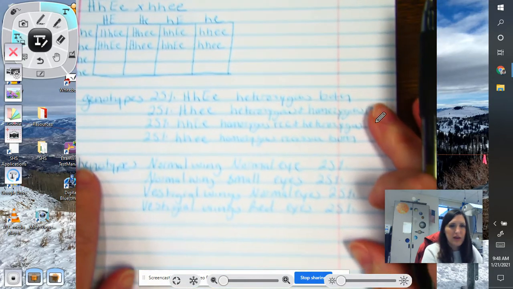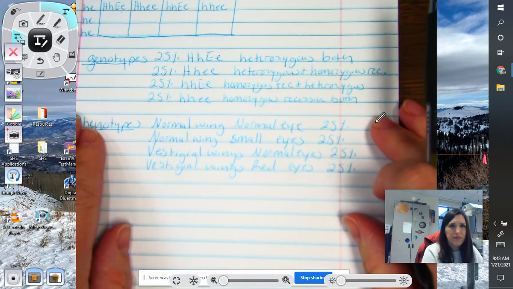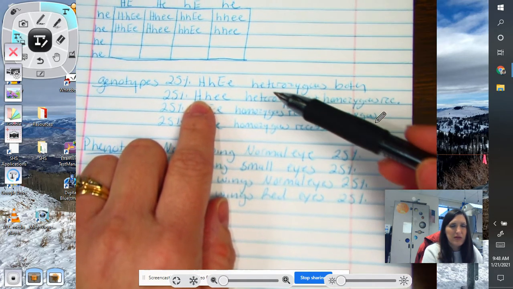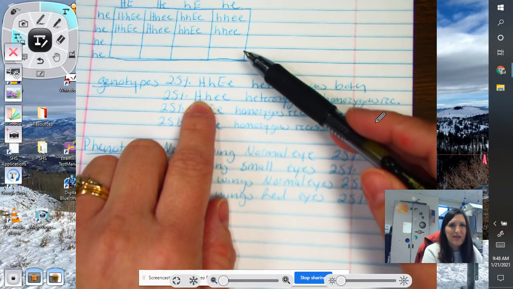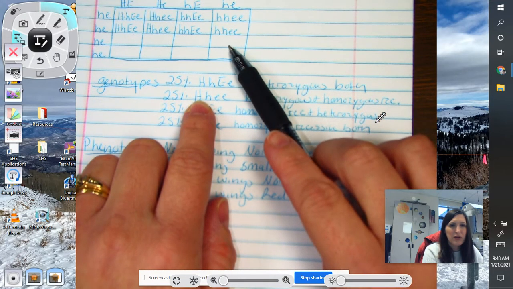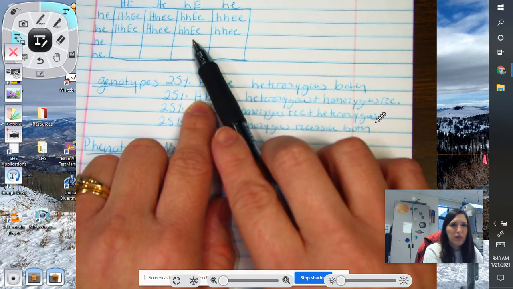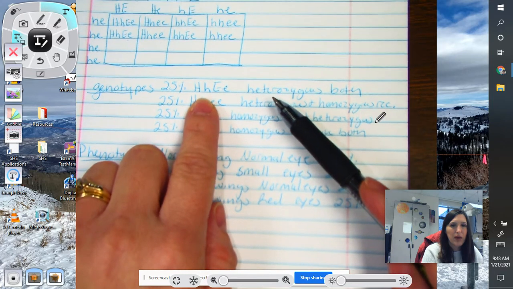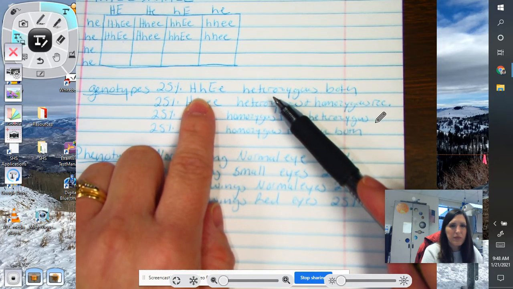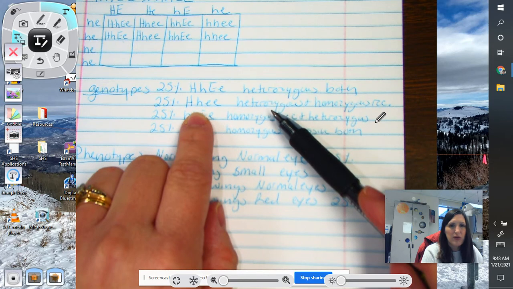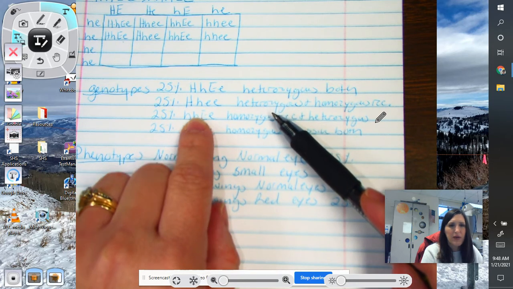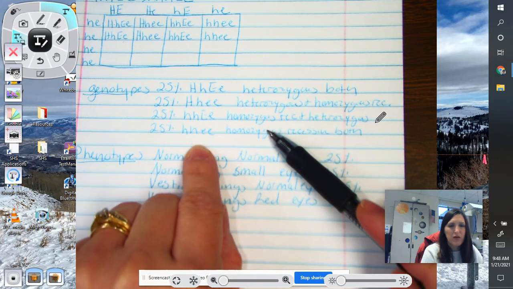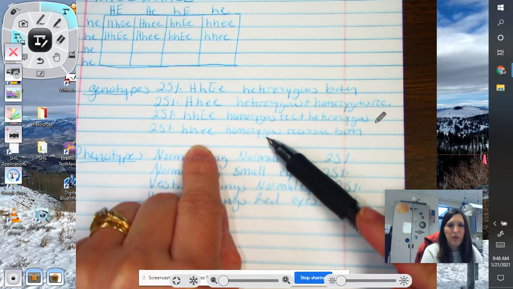Okay? So the next thing is looking at my genotypes. Of my genotypes, I have to remember that there are 16 possibilities, but because this one is basically 1/4, 1/4, 1/4, and 1/4, 25% of mine will be heterozygous for both traits. 25% will be heterozygous and homozygous recessive. 25% will be homozygous recessive and heterozygous. And 25% will be homozygous recessive for both.